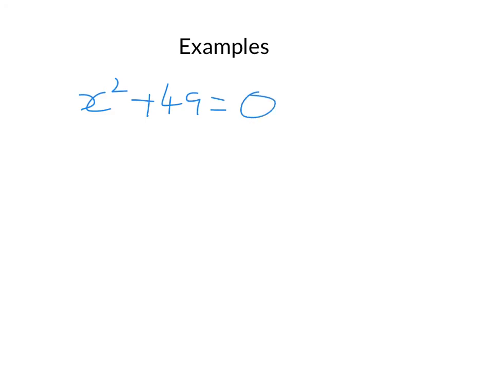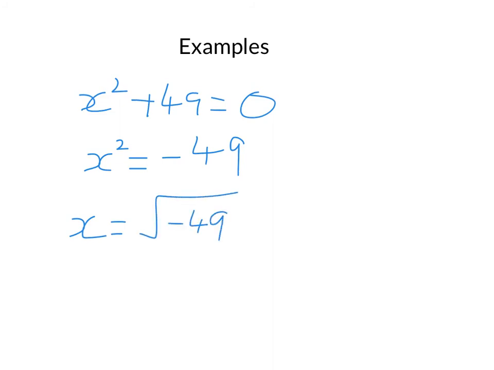Now, normally with an equation like this, we would try and get our x squared on one side and a regular number on the other side to see if we can solve it out. So if we bring 49 over, it becomes minus 49. Then to get x by itself, we're going to get the square root of minus 49. Now we find ourselves in a situation where we're trying to get the square root of a negative number. So we know that our answer is going to be imaginary.